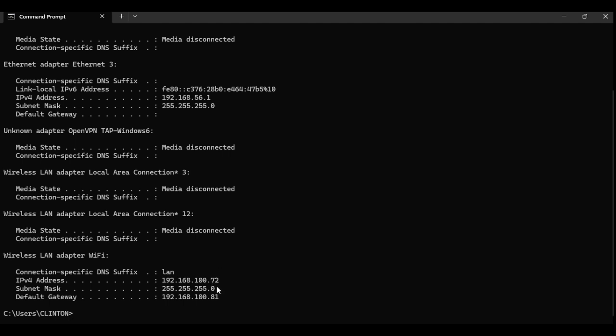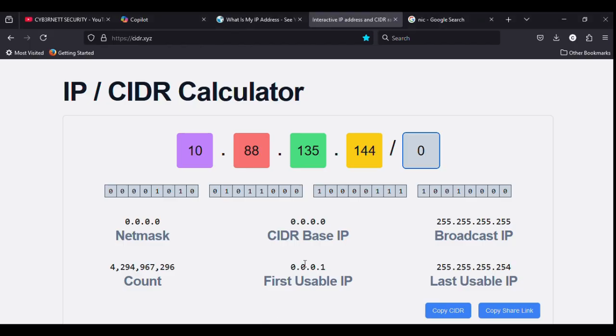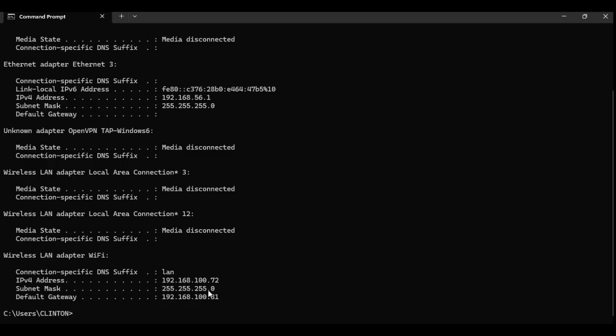So when I look at my subnet mask here, I can either have a slash 8, slash 16, slash 24, or slash 32 for classful subnetting. But for classless subnetting, it can be variable. For the purpose of this video, we'll be talking about classful subnetting. So when I have 255.255.255.0, this is definitely slash 24.